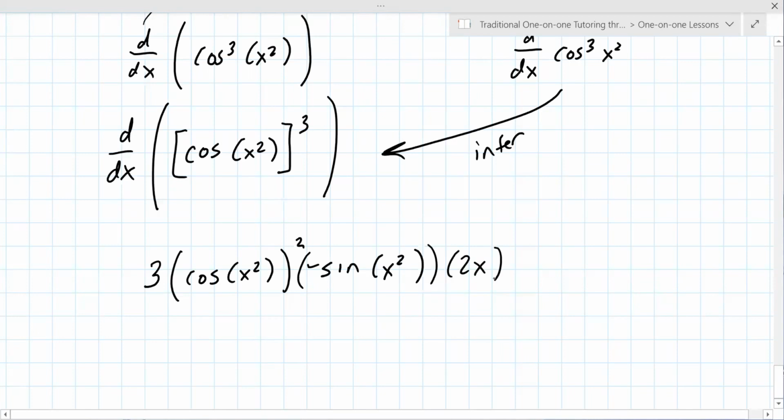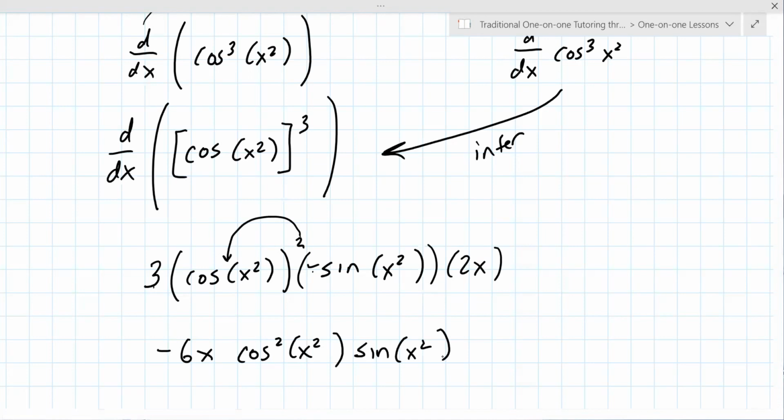Yes. Now, the answer would not be presented this way on multiple choice. So let's decode it a little bit here. The negative and the 3 and the 2x go together, so it'd be negative 6x. This 2 would actually be here. So it'd be cosine squared x squared, and then sine x squared, like that. Okay. It's a lot of rewriting.